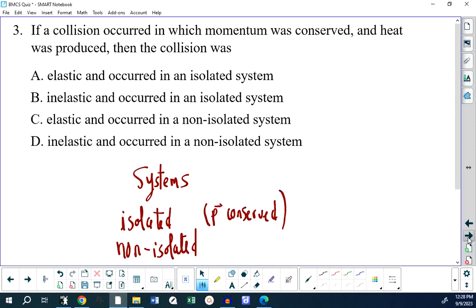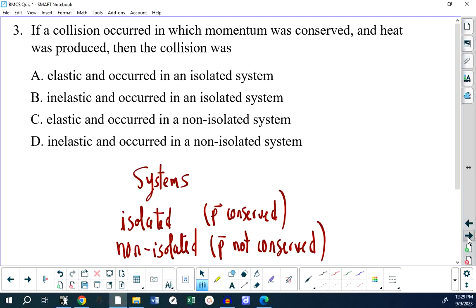If a system is isolated, then the collision that occurs in the system must be conservative with regards to momentum. Momentum must be conserved. If a system is non-isolated, then momentum is not conserved. Now, I'm telling you in this question that the momentum was conserved, so that means it's isolated. I don't have to tell you that directly. I could give you a chart like we have in lesson 1.4, which you were here for.